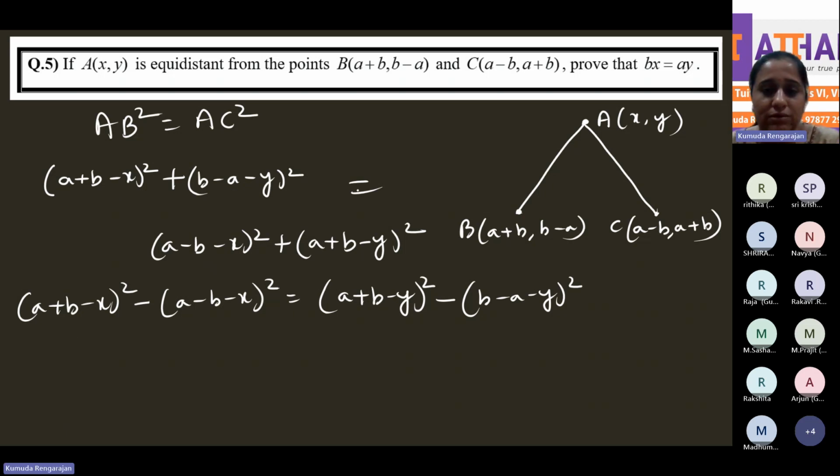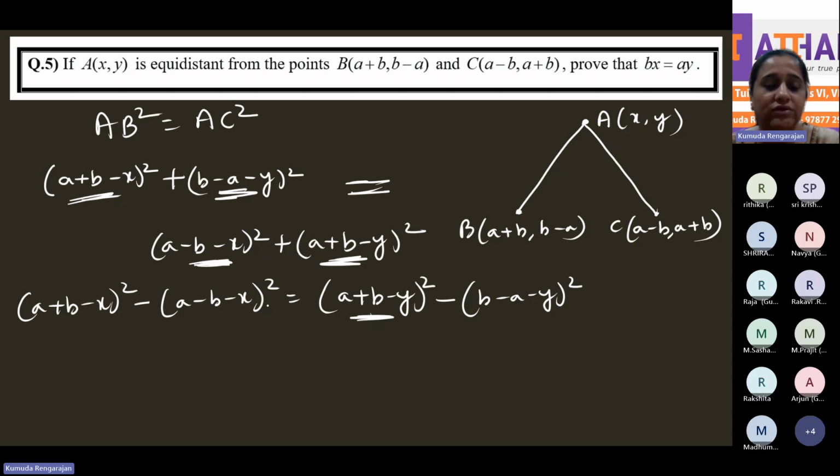After using the distance formula, you can see that there are 4 expressions, 1, 2, 3, 4. This expression has A, B, and X. This one on the other side also has A, B, and X. So move this one to the left-hand side. So it becomes minus A minus B minus X the whole square. Similarly, this one is on the right-hand side, write it as it is. This one, when it's transposed, becomes minus B minus A minus Y the whole square.